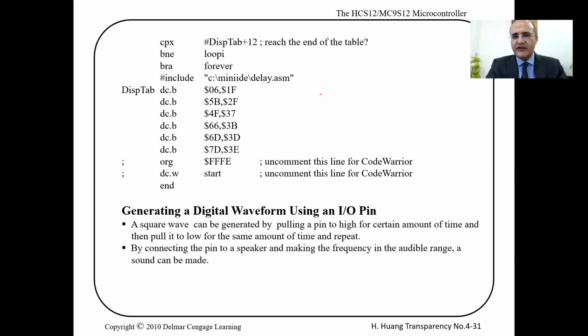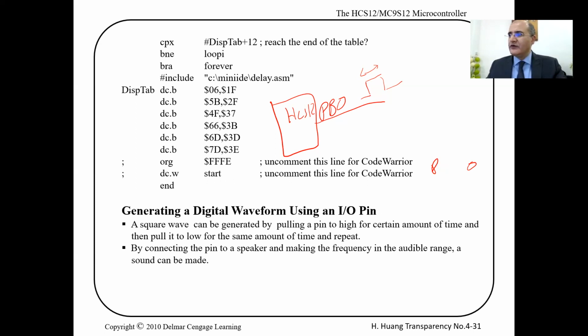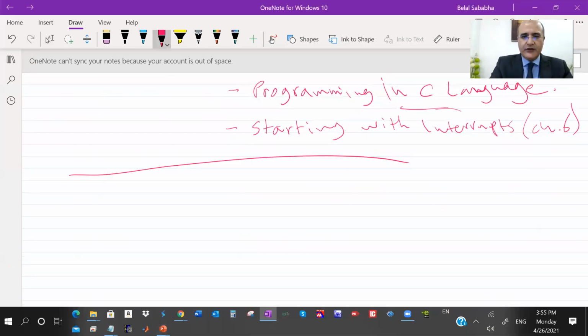If I ask you to generate a 1 kilohertz square waveform using the HCS12, what will you do? You can go to any port, port B0, 1, or whatever, write a 1, write a 0, write a 1, write a 0, do some delay, write a 0, and say port B. Right, you can do port B.